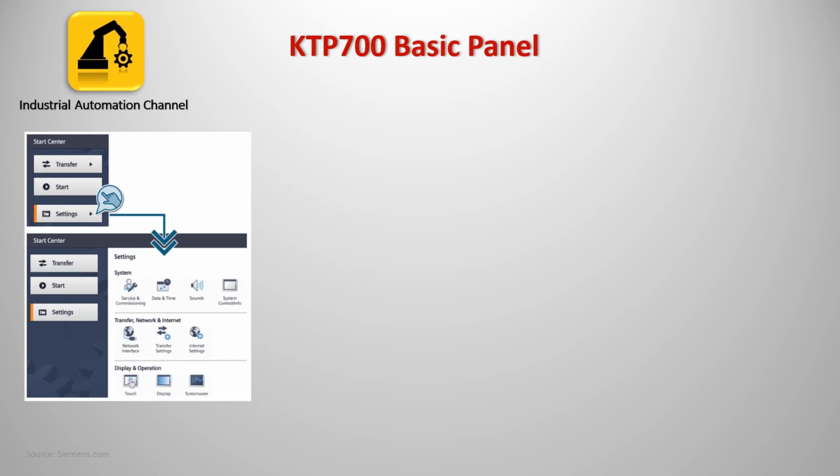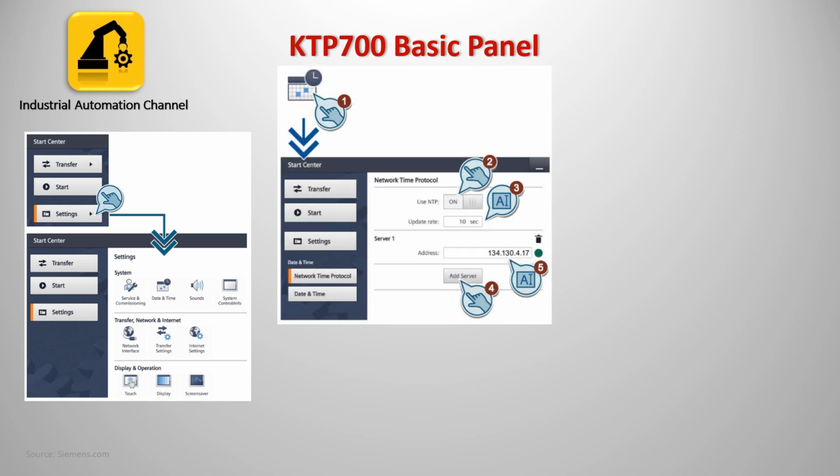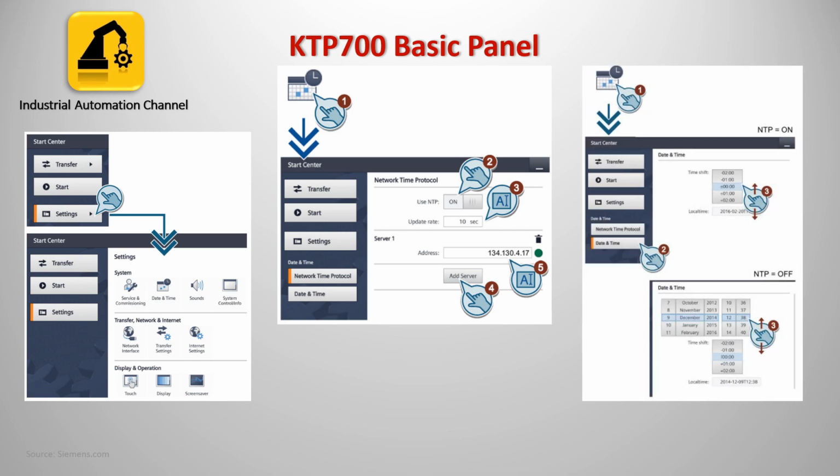Let's continue with configuring some important settings of the HMI. The first setting is date and time. Network Time Protocol, NTP: if the HMI is connected to some network, it can take this time automatically from the network. Otherwise, if you go here to date and time, you can manually enter it.